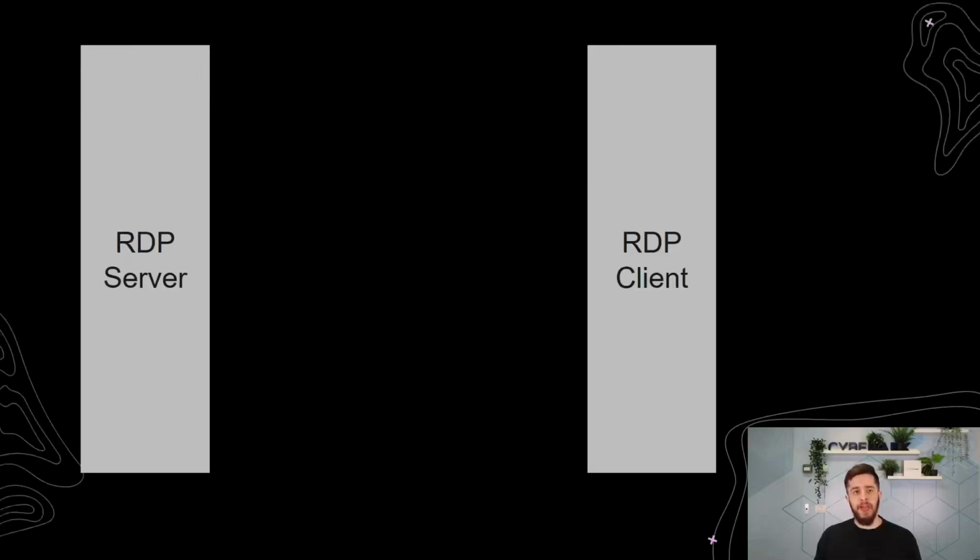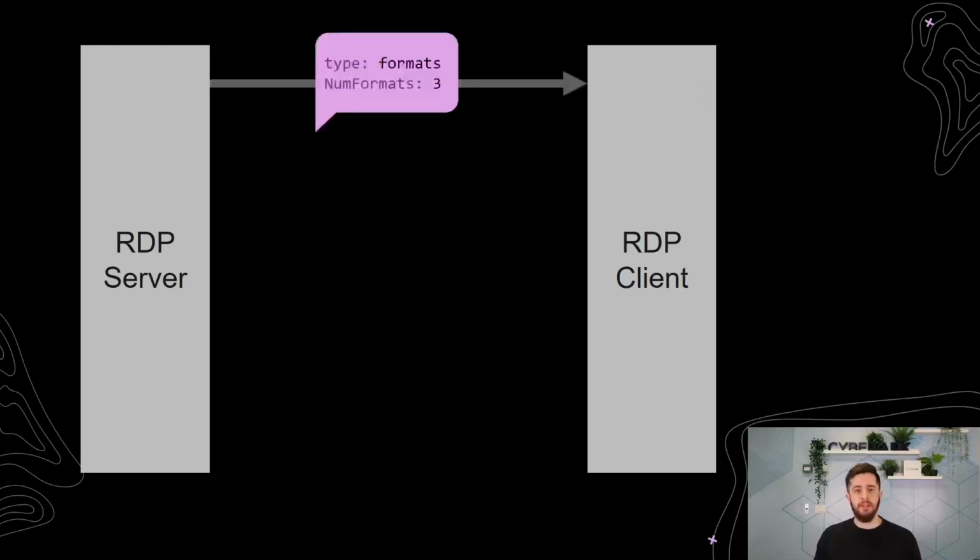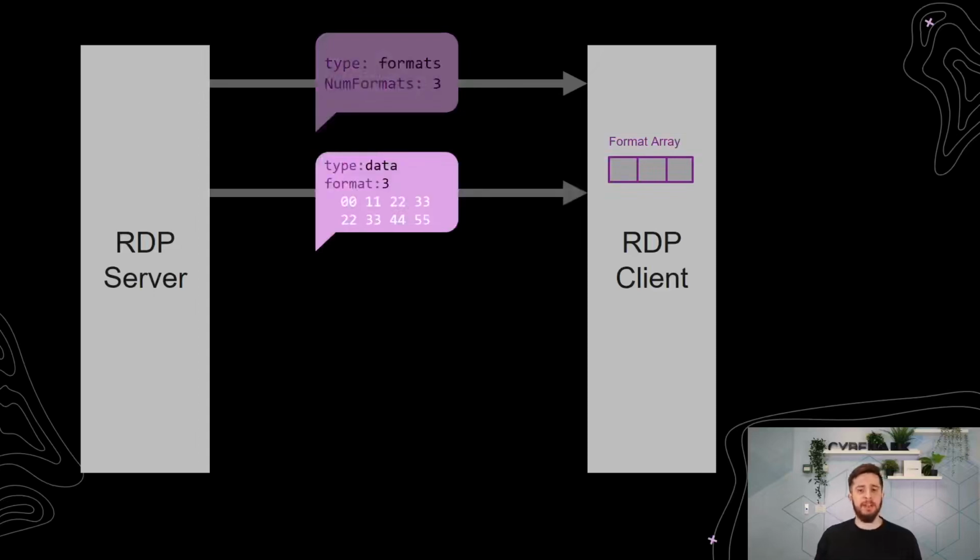Now, based on that, let's take a look at what the crashing input caused the message flow to look like and see what happened before the crash. So it starts like the legitimate flow. The server sends a list of 3 formats that it supports. The client then allocates the array of those 3 formats. Then the server sends data in format 3, and the client can process it normally with no issues.